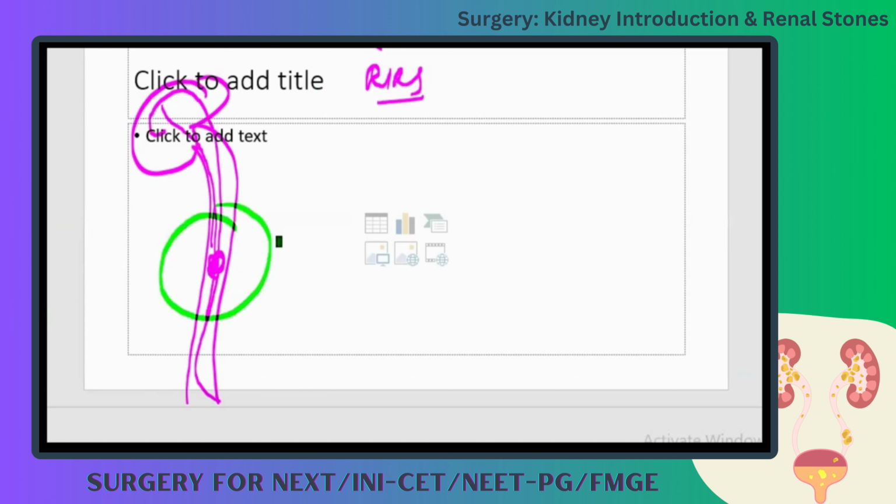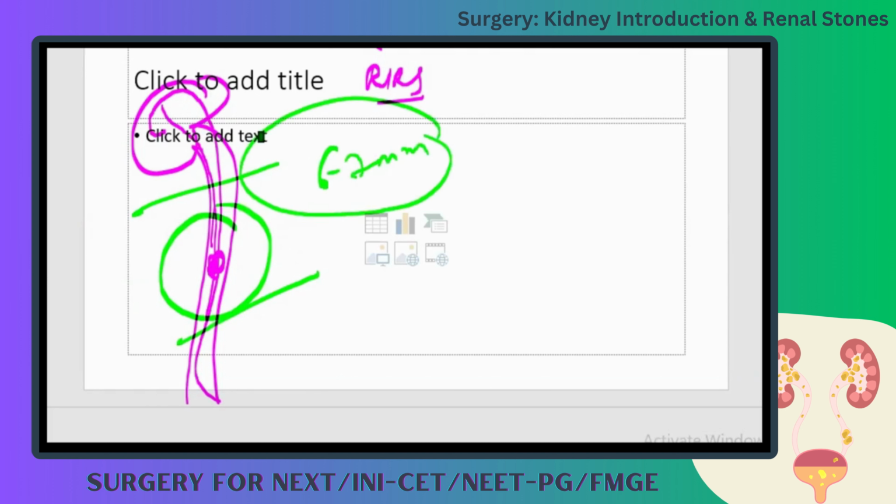And coming to ureter. What is the size cutoff for ureter? 6 to 7 millimeters. 7 mm. Okay. This is the size. So for ureteric stone, the treatment option is URSL. What is URSL? Anybody?